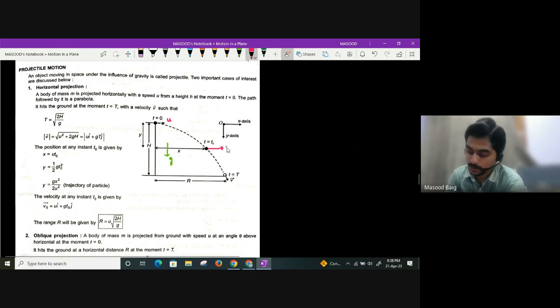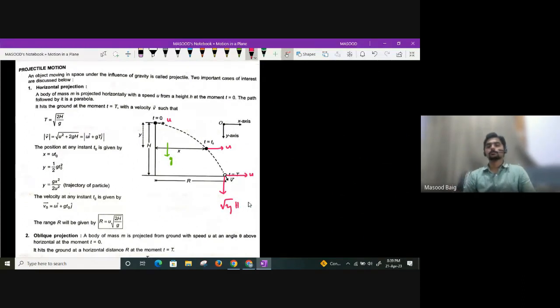So here also you will get u only. Here also you are going to get u only. Vertically, is there any initial velocity? No. But vertically it is moving under the effect of gravity. How much distance did it cover? H distance it has covered, guys. So what can we write here? You can write it as root over 2gh. Clear? In the same manner, at any intermediate instant, the horizontal component will remain the same everywhere, right?